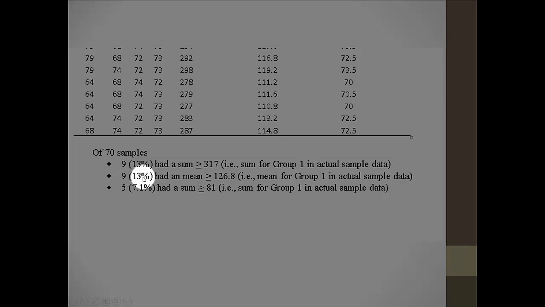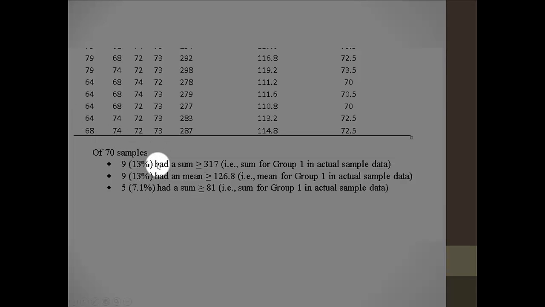9 or 13% had a mean greater than or equal to 126.8. Again, that 126.8 was the mean for group 1. And there's a typo here where it says sum in this last one. That should say median. 5 or 7.1% had a median greater than or equal to 81, where 81 was the median for group 1 in the actual sample data.